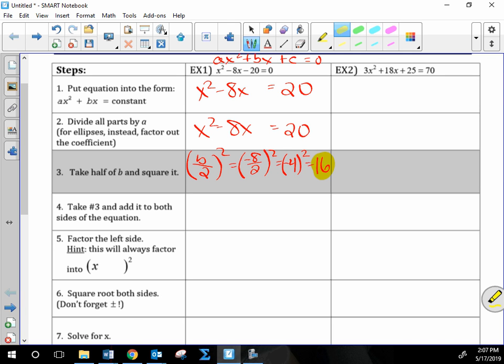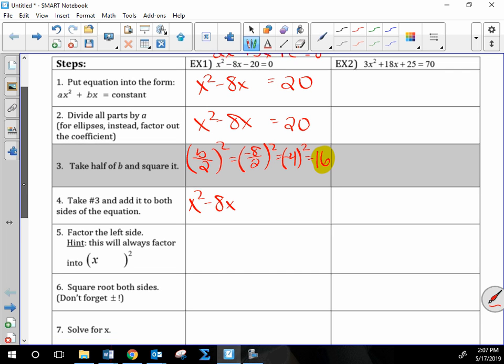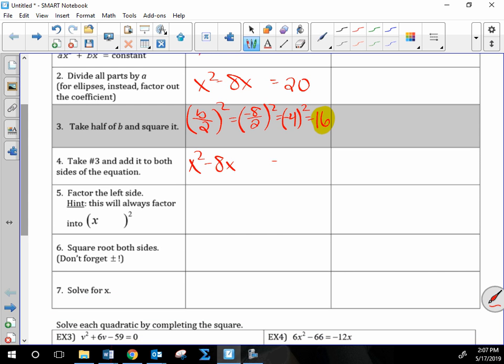Alright, so step 4 says to take that number that we just found from step 3 and add it to both sides of the equation. So I have x squared minus 8x, and I'm going to write my 20. So we want to take our 16 and add it to both sides of the equation. Plus 16, plus 16. Why am I allowed to take a 16 out of thin air and throw it down there? Because they'll still be equal. Good.